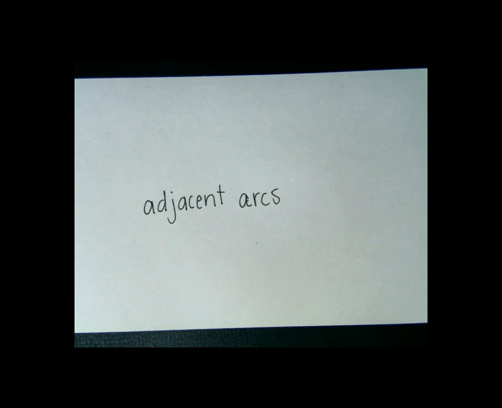Or how about in trig, opposite, adjacent? What does adjacent mean? It's the one touching. That's what adjacent arcs are. It's also what adjacent angles are. Adjacent angles are two angles that are touching. Adjacent arcs are two arcs that are touching. So flip that over and we're going to draw a circle.